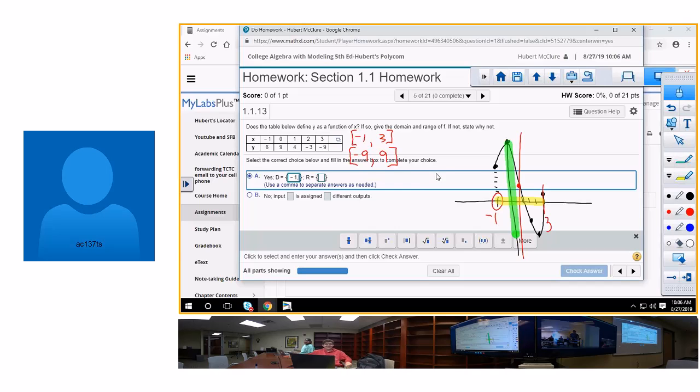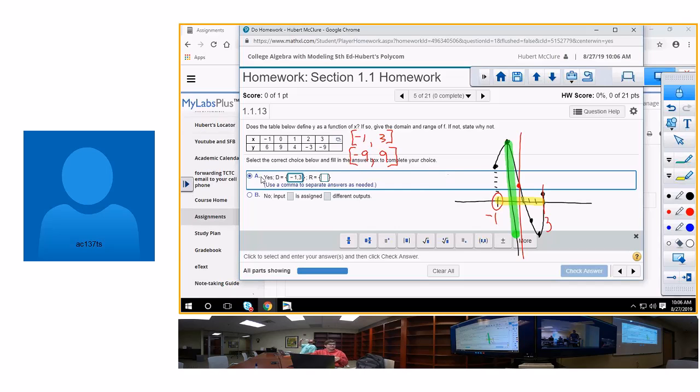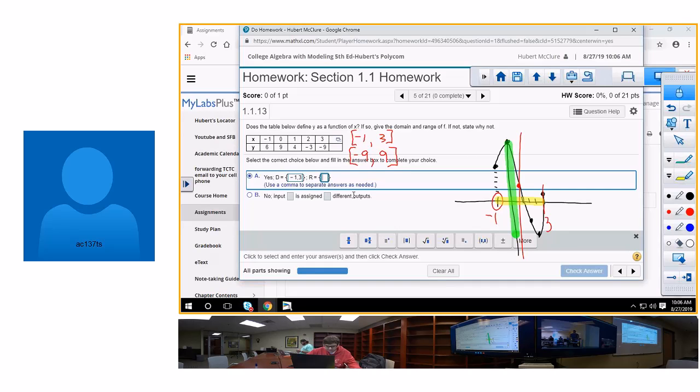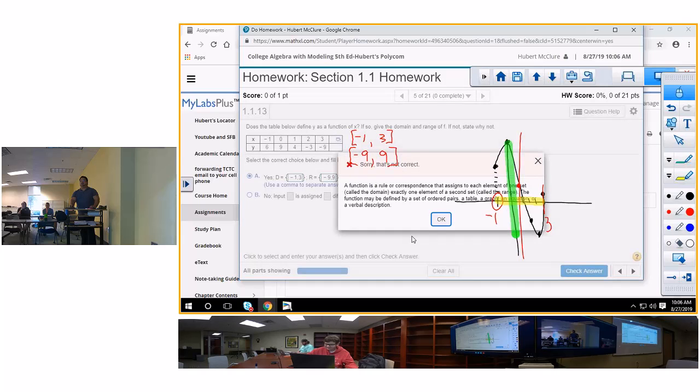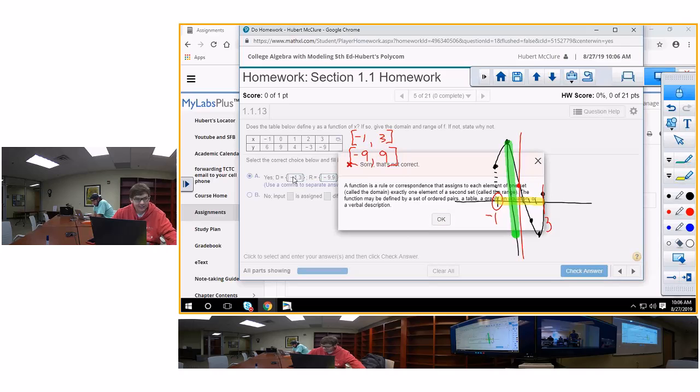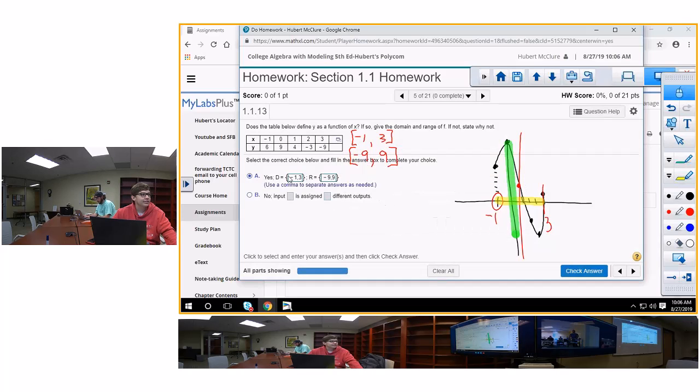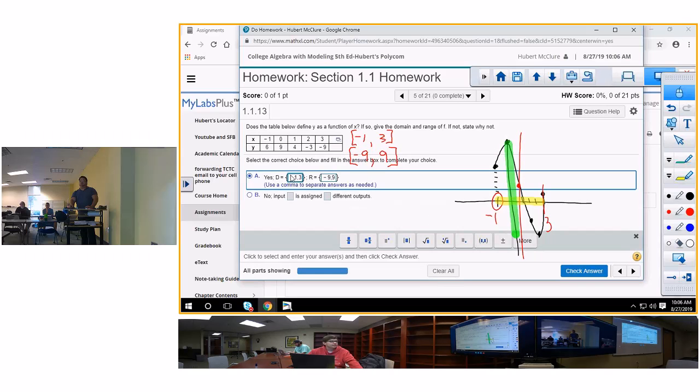-1, comma, 3. And range is -9 to 9. Technically, those braces are wrong, but I don't know if they're going to mark it wrong or not, because you're not supposed to put braces. They're supposed to be brackets because you actually include these numbers. So that's a technicality. It may mark it wrong because I'm not putting brackets. I don't know what they want, so I'm going to put brackets now.